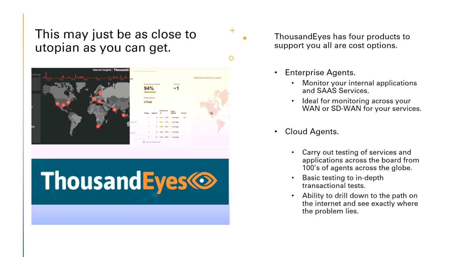Now, cloud agents are similar in a lot of ways to Status Cake or Pingdom or any of the others out there. You can carry out testing of services and applications from hundreds of agents across the globe, from basic uptime tests to in-depth transactional tests. You have the ability to drill down to the path on the internet and see exactly where the problem lies, whether the path has changed to a different provider, or a provider is stopping traffic from the agents reaching your platform.